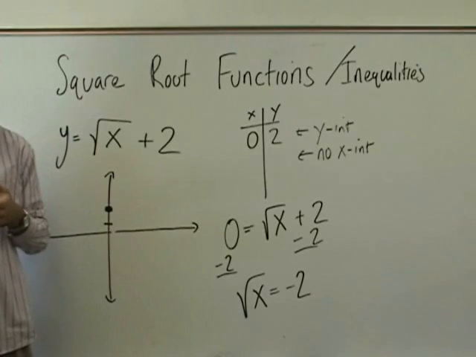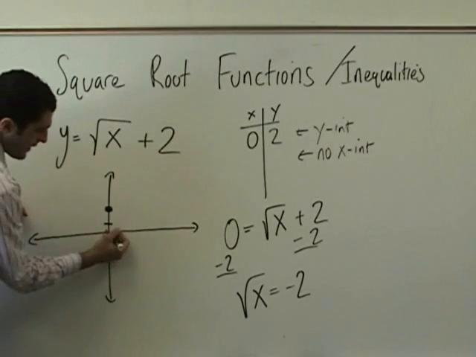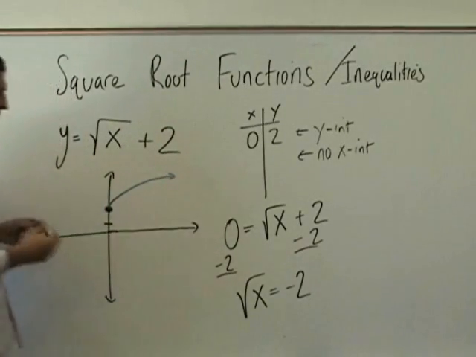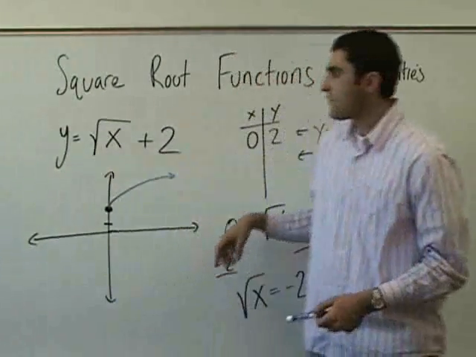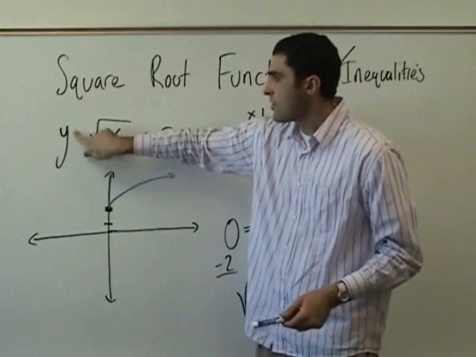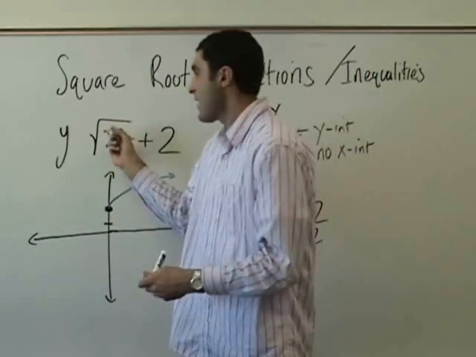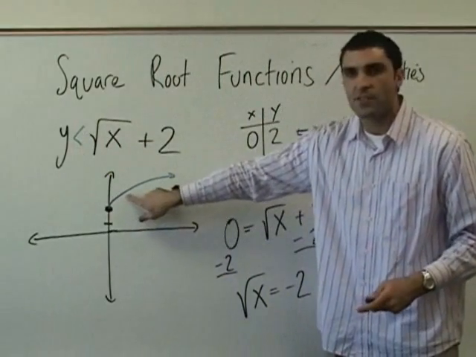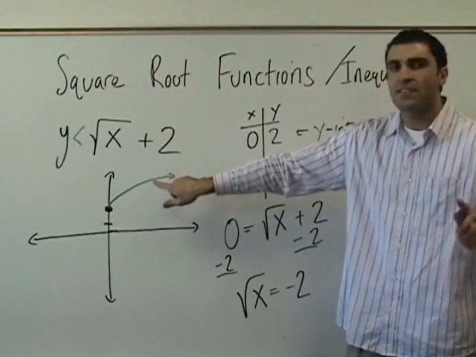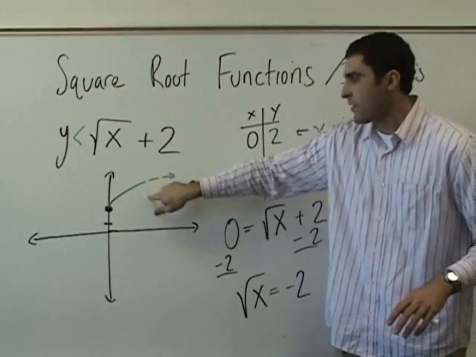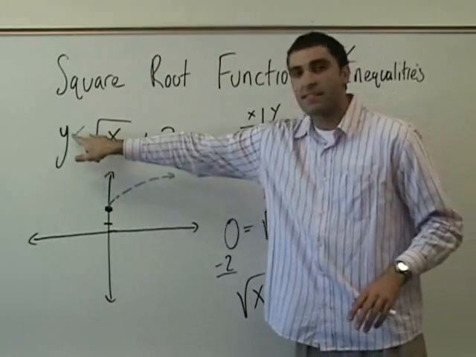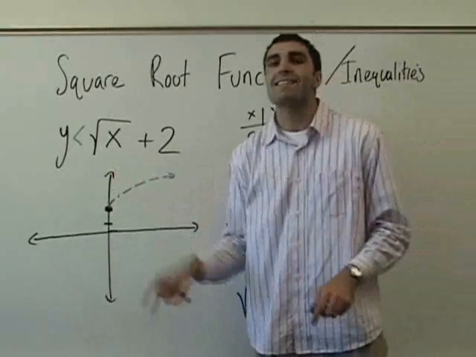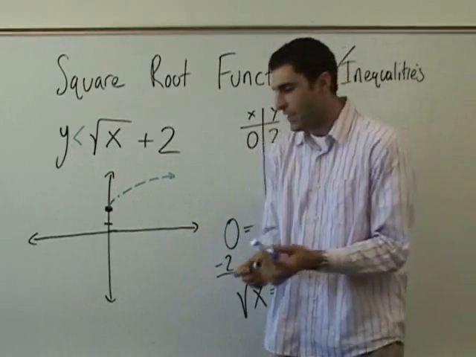Questions on that? It just shifted up 2. Okay, so let's make our graph. It's going to look like this, more or less. The last thing we're going to talk about for this problem is what if it's an inequality? Let's say it's less than. What happens to this particular graph? The line is dotted, because it's less than. If it were less than or equal to, it would be a straight line. And now, y is less than, so where do we shade? Under, underneath the whole thing.